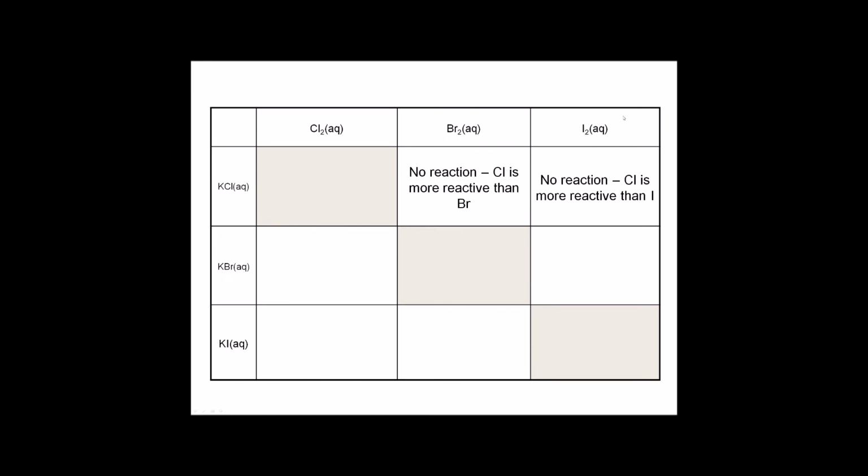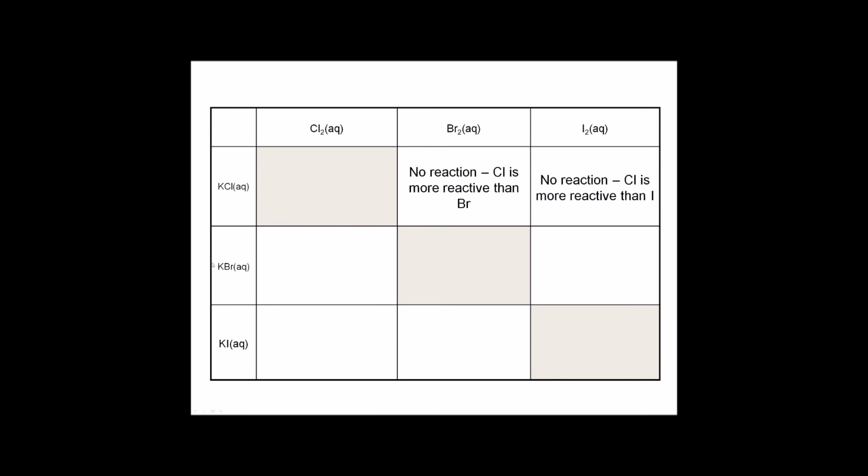There's absolutely no way, because iodine is significantly lower down on the reactivity series than chlorine, there's absolutely no way that the iodine is going to steal that potassium away from the chlorine. The chlorine is just way too strong and will not let it happen. So now we move down onto the next row.